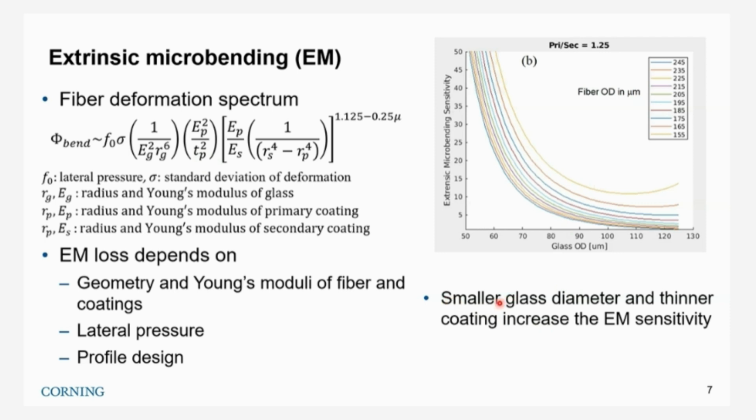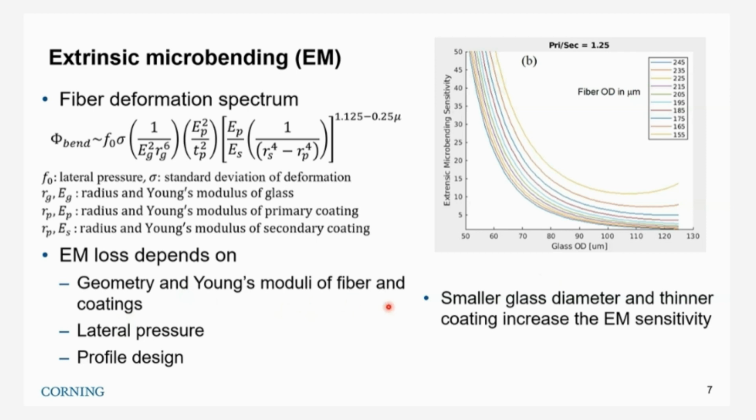So it's clear that a smaller glass diameter and a thinner coating increase the extrinsic microbending. So again, we see the advantage of keeping the glass diameter as standard, not reduced to 80 micron, because the glass diameter is very important for microbending performance.